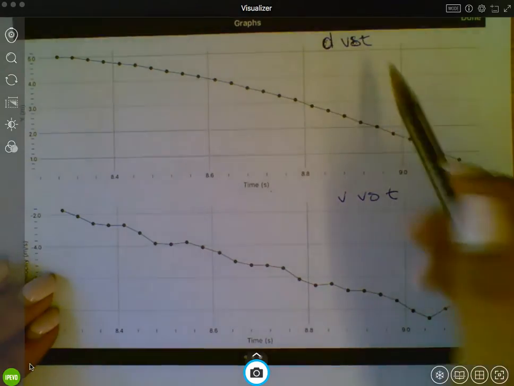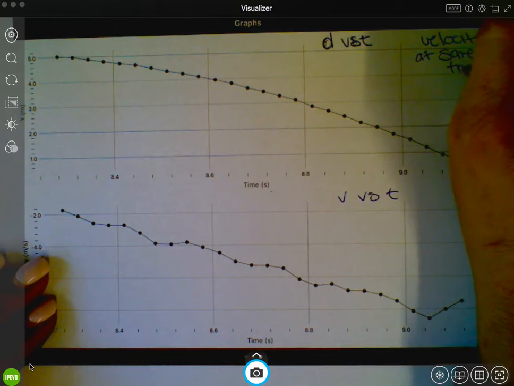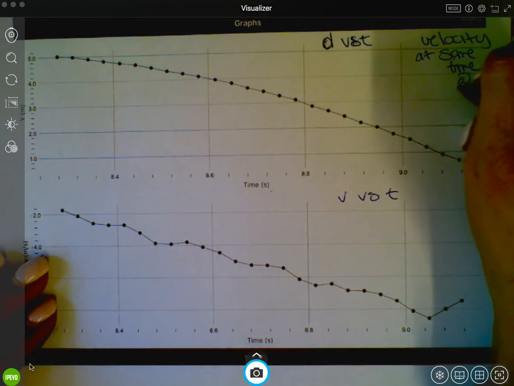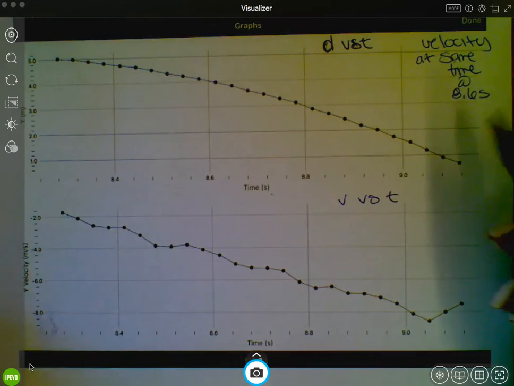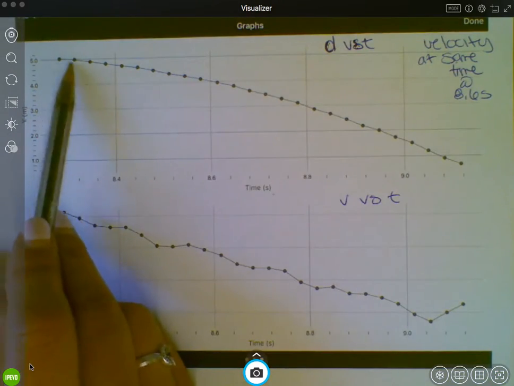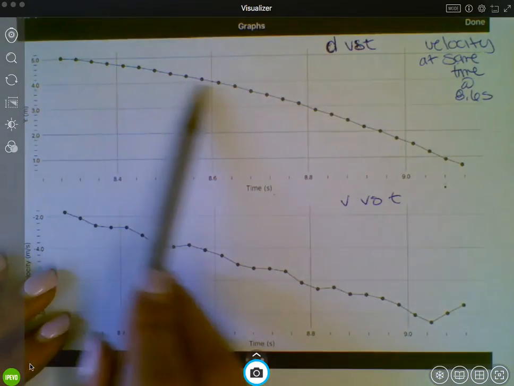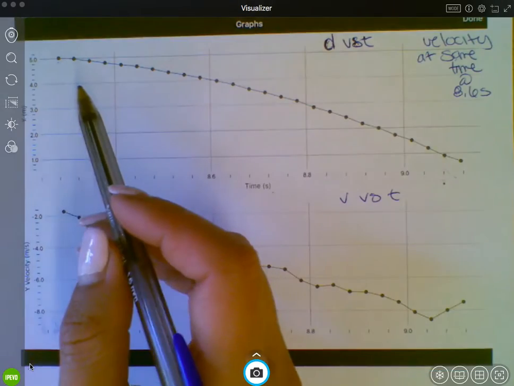All right, so whenever we're looking for the velocity at some time, so let's say in this one we'll do the velocity at 8.6 seconds. It doesn't matter, whatever time you pick, and I'll give you the time on the test. So at 8.6 seconds, we're looking for the velocity. Now remember that the slope of a D versus T graph is equal to the velocity. So since this graph is curved, the velocity is going to change.